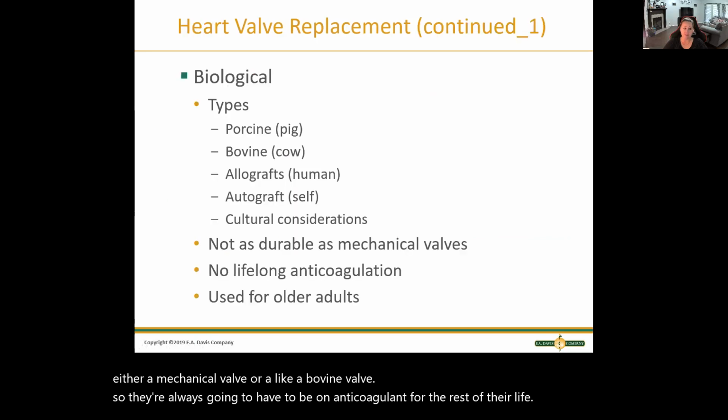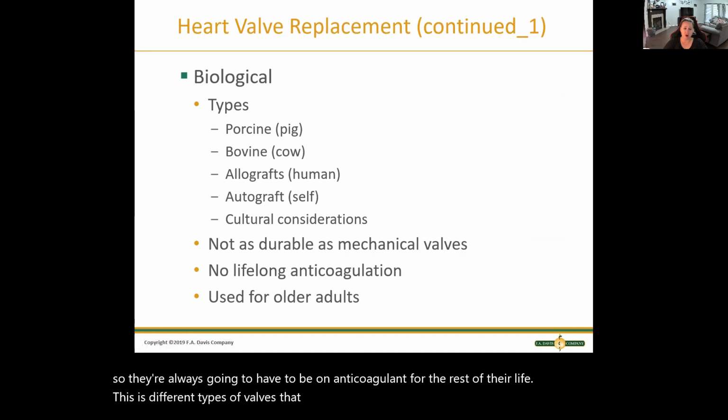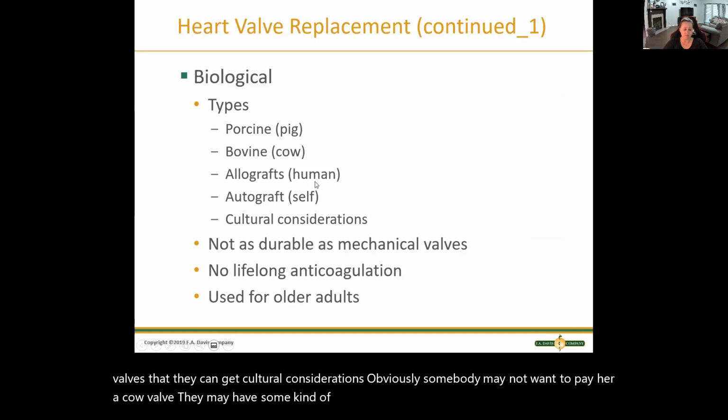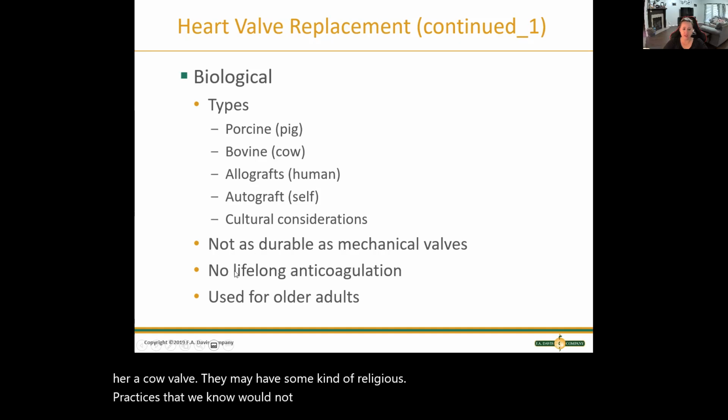There are different types of valves that we have: the pig, cow, human, self. So there are different valves that they can get. Cultural considerations, obviously somebody may not want a pig or a cow valve. They may have some kind of religious practices that we know would not allow that. Again, they're on that lifelong anticoagulation with the mechanical valve, but not with these biological valves.